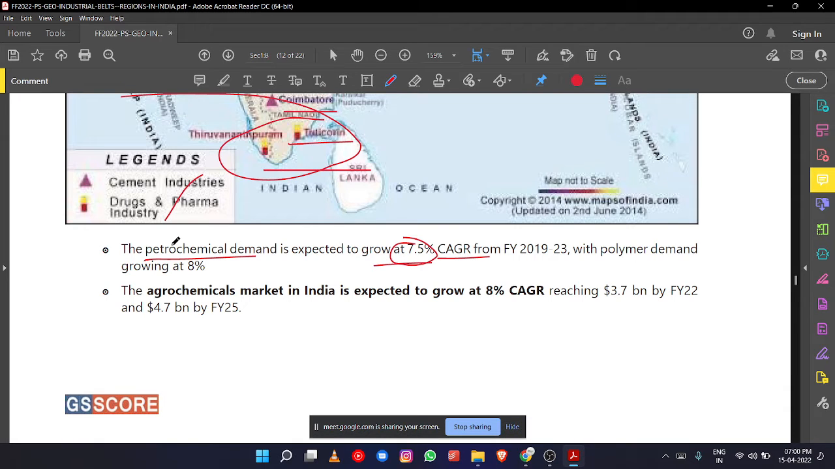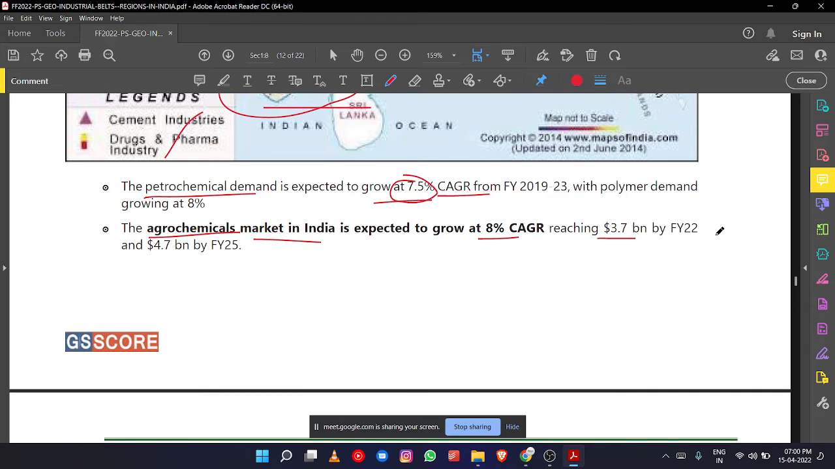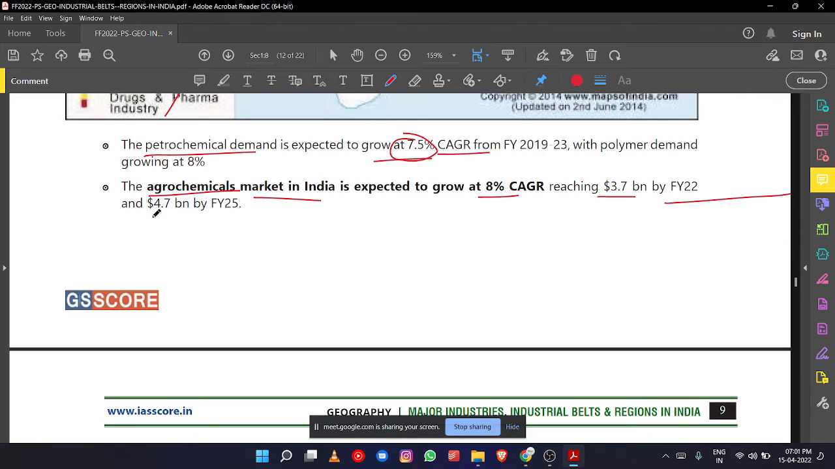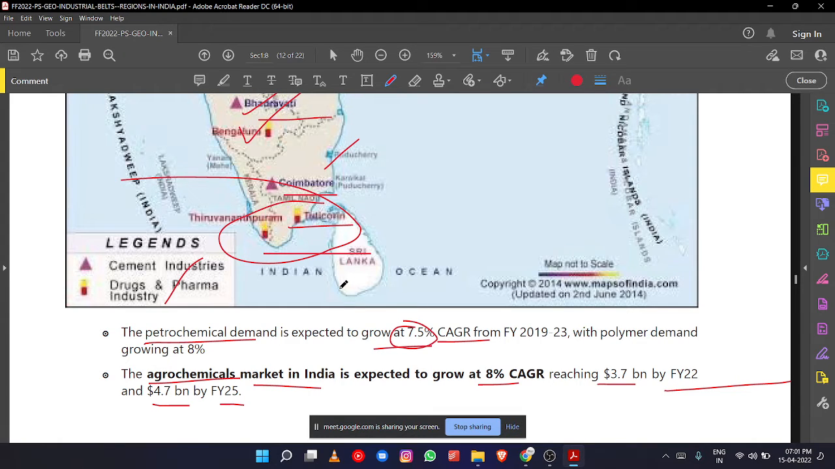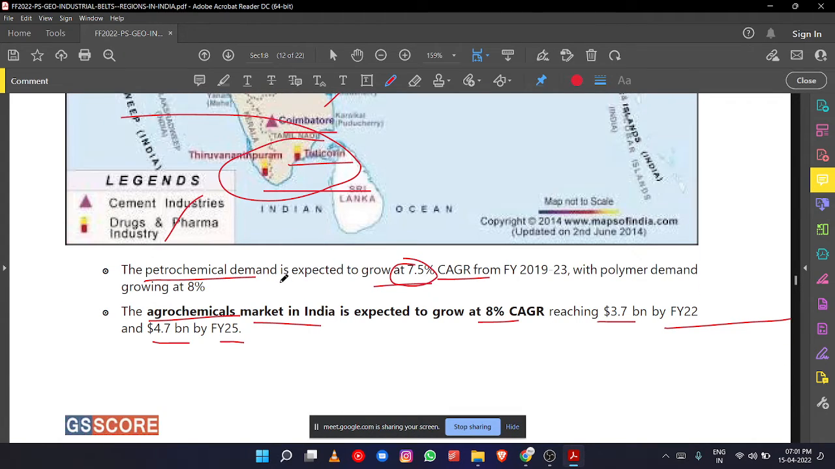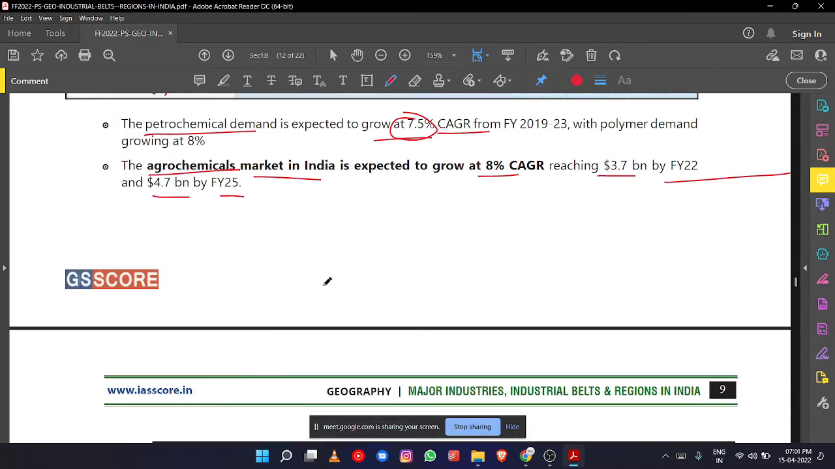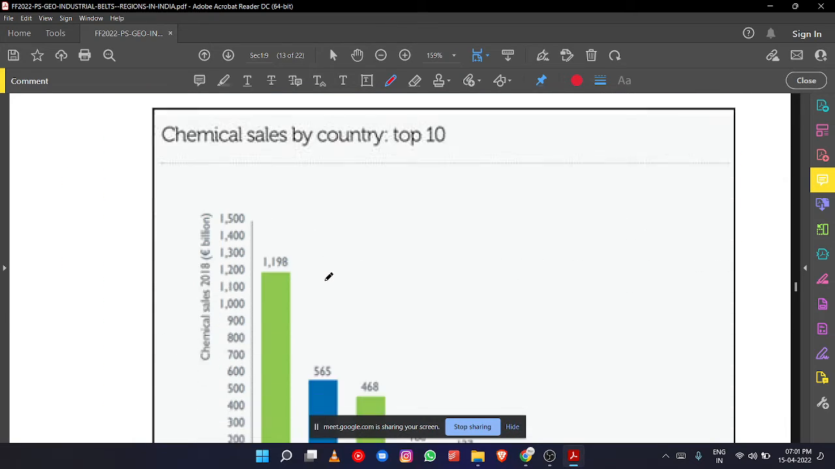So petrochemicals are derived from petroleum, crude oil, and then agrochemicals are present. Agrochemicals in India are expected to grow 8%, reaching 3.7 billion by financial year 2020-22 and 4.7 billion by 2025. The agrochemicals are majorly the pesticides and the fertilizers. Okay, many broad spectrum pesticides are used in India, and NPK fertilizers, urea fertilizers, and different kinds of fertilizers are used in India. So agrochemical materials are also going to be increased.